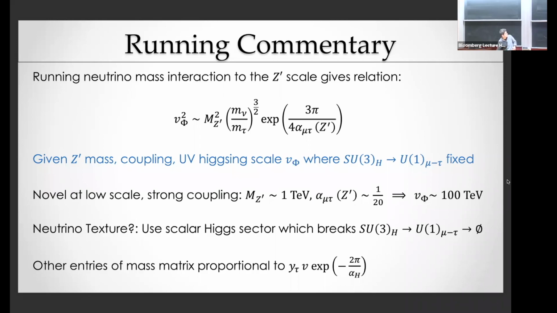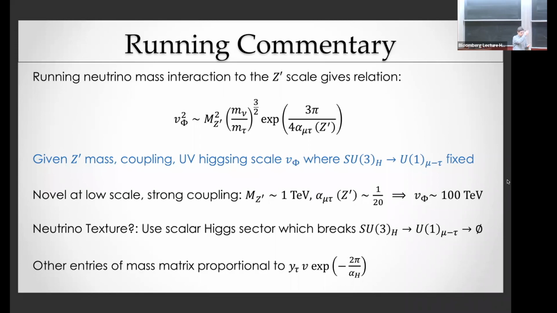So you could turn it around. You could say, if you were to measure the Z prime mass and its coupling, you would, as a consequence of this simple minimal model, determine what the UV Higgsing scale would be. So to put some numbers on it, it may be interesting at fairly lowish scales and strong couplings. So that's an example that I wrote there. And now maybe others are interested in asking me about the texture.